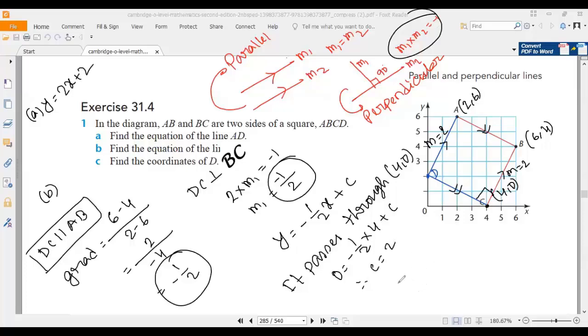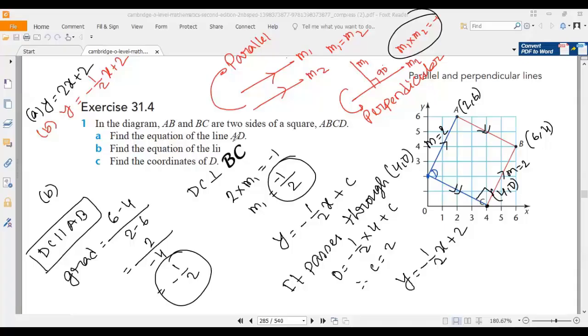Then, what will be the final equation? It will be y equals -1 by 2x plus 2. So the answer to question number B will be y equals -1 by 2x plus 2. So this is the equation of AD and the equation of DC. I hope you understand these two equations properly.